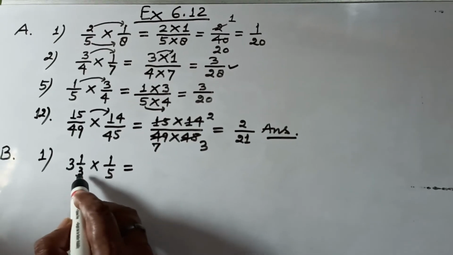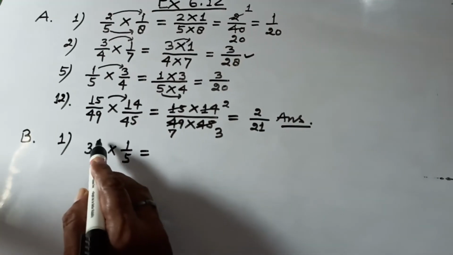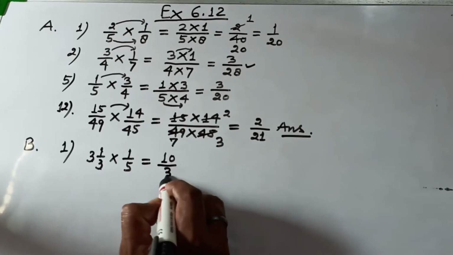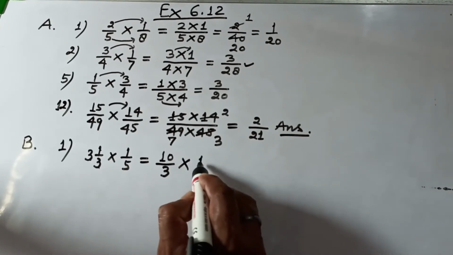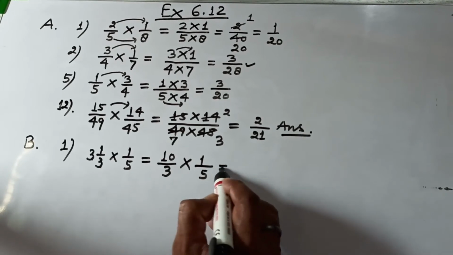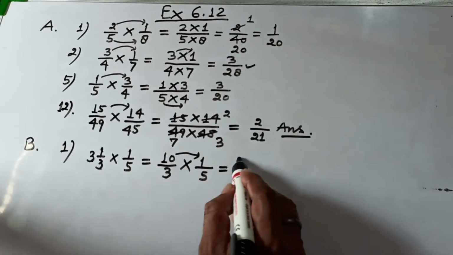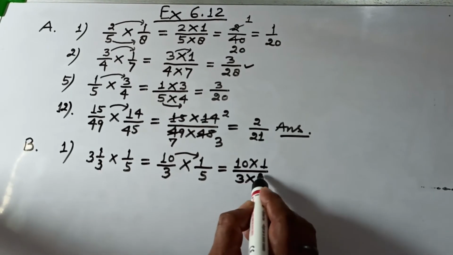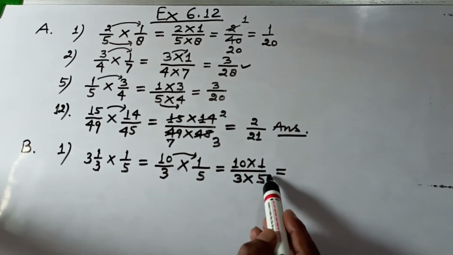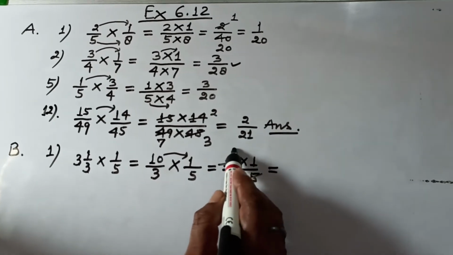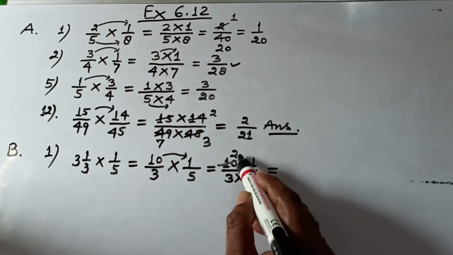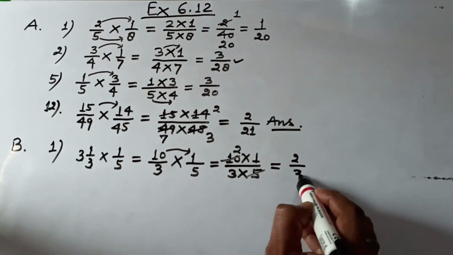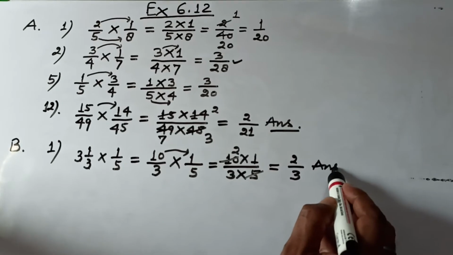So 3 whole 1 upon 3 means 3 3s are 9, 9 and 1, 10. So it is 10 upon 3 into 1 upon 5. Again in the same way, 10 into 1 upon 3 into 5. Here you see 5 can divide 10. 5 2s are 10. You can write 2 into 1, 2 upon 3 is left here. So 2 upon 3. This is your answer.